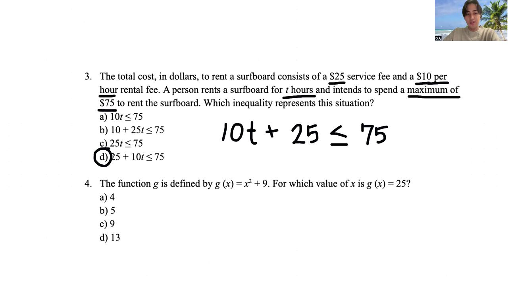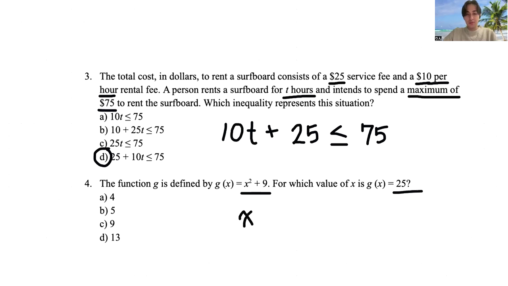The function g is defined by g of x equals x squared plus 9. For which value of x is g of x equal to 25? So we just have to find the value of x when x squared plus 9 equals 25, because g of x is equal to both. So let's write that out.